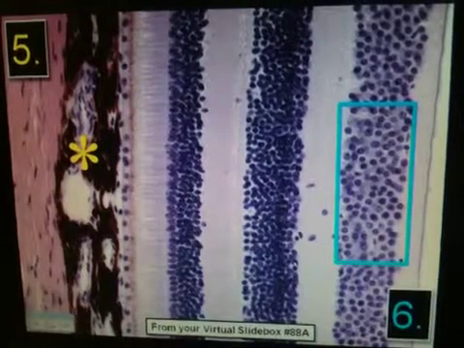Question 6. What cells are enclosed by the blue rectangle, and where do their axons project?